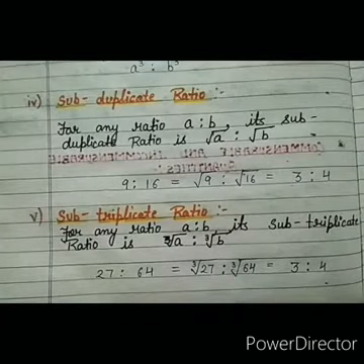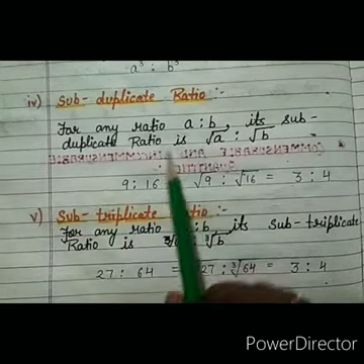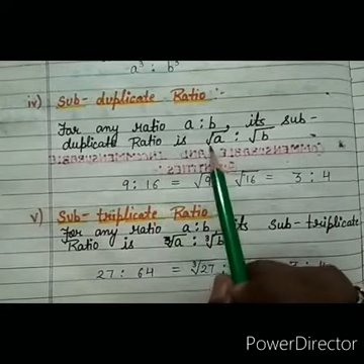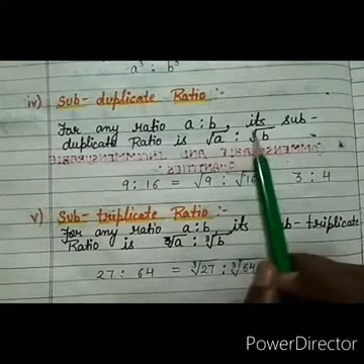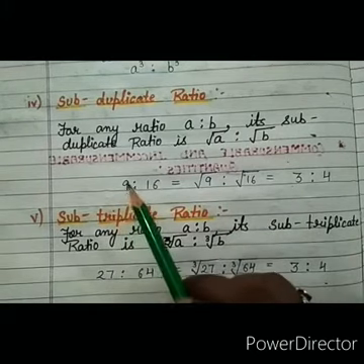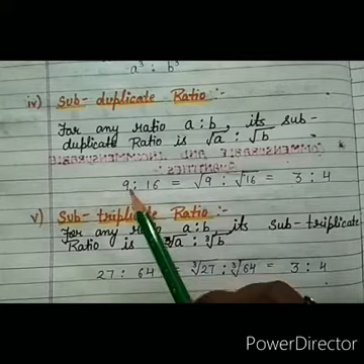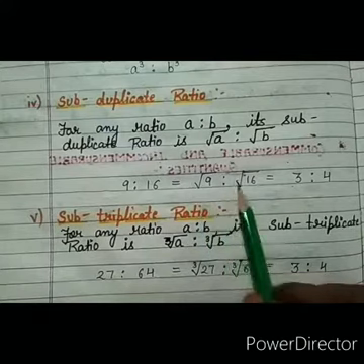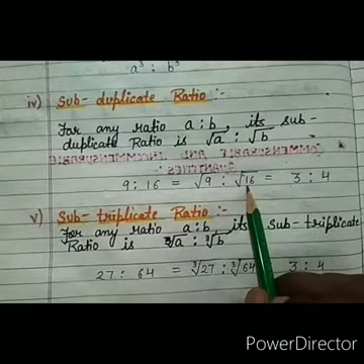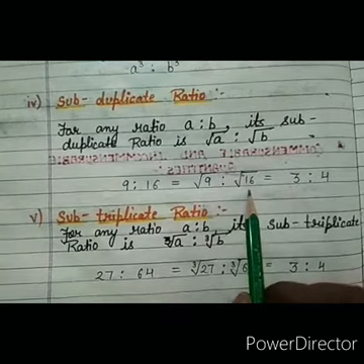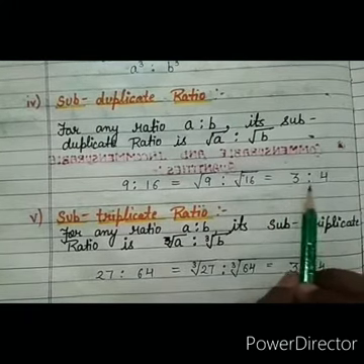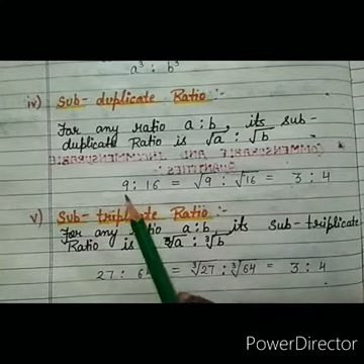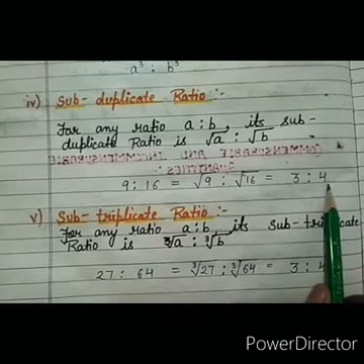Now the next point is subduplicate ratio. For any ratio A is to B, its subduplicate ratio is square root of A is to square root of B. For example, here we have to find the subduplicate ratio of 9 is to 16. So we find the square root of 9 is to the square root of 16. And we know that the square root of 9 is 3 and the square root of 16 is 4. So it becomes 3 is to 4. In this way, the subduplicate ratio of 9 is to 16 is 3 is to 4.